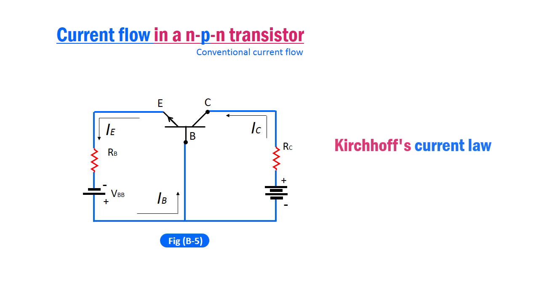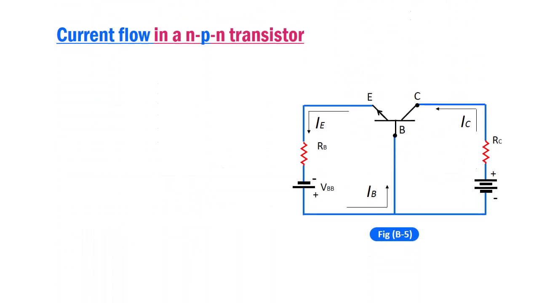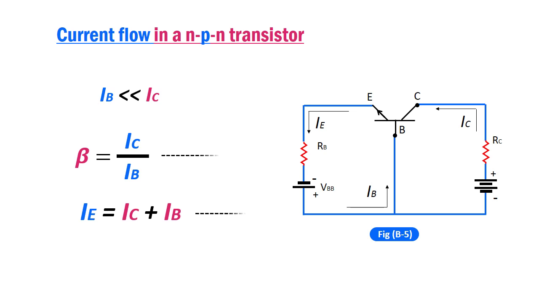According to Kirchhoff's current law, it can be seen from the figure that IE equals IC plus IB. As very few electrons flow out of base, IB is very small as compared to IC. It is also found that for a given transistor the ratio of collector current IC to base current IB is nearly constant. This ratio is called current gain. Its value is quite large, of the order of hundreds. Equations 1 and 2 are fundamental equations of all transistors.